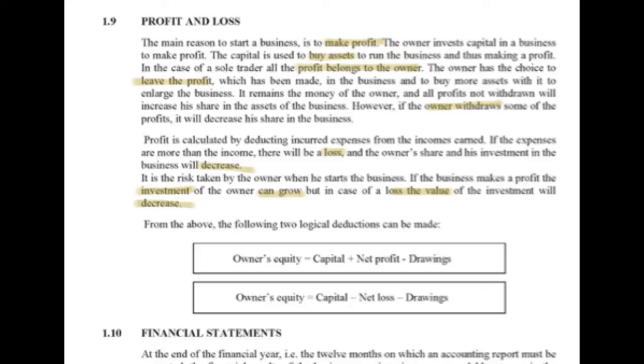From the above, the following two logical deductions can be made. Again, owner's equity, as we said previously, is your capital plus profit minus drawings. Or it can also be owner's equity is capital minus a loss minus drawings.